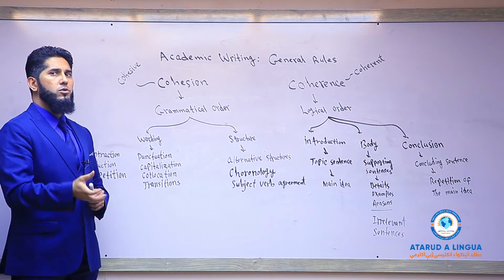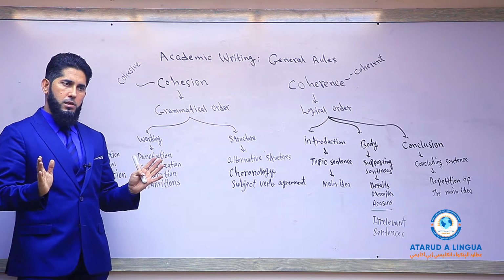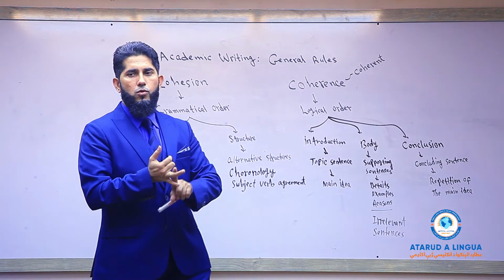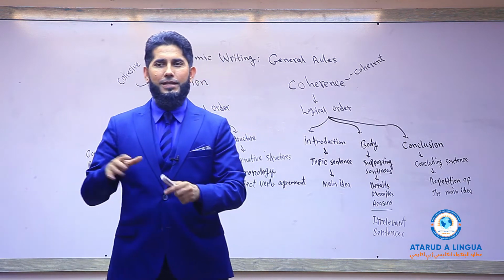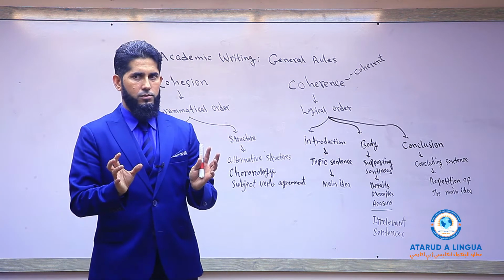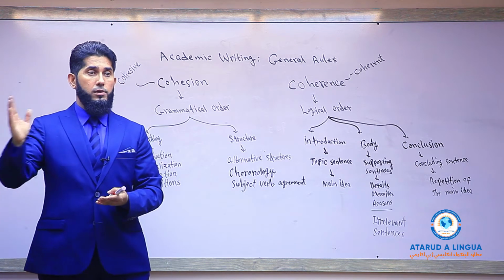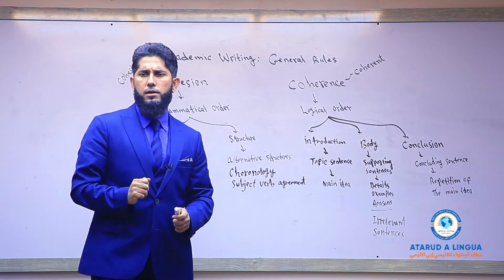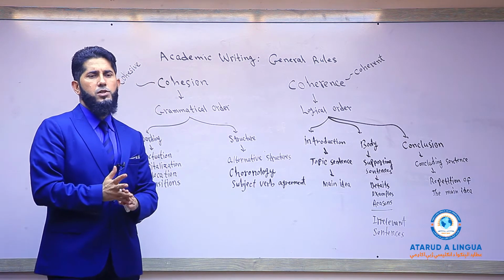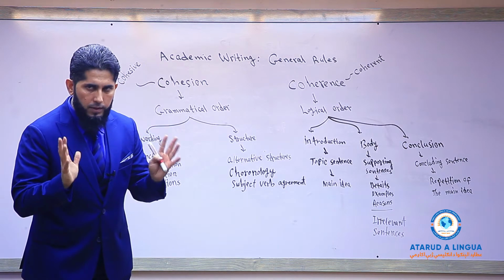Reductions and contractions should be avoided in academic writing. So do not use isn't and aren't and didn't and haven't and hasn't and all of these reductions. Use the complete forms in academic writing: do not, did not, has not, have not, is not, am not, are not. Understood? Contractions and reductions are not acceptable in academic writing. You got the point?